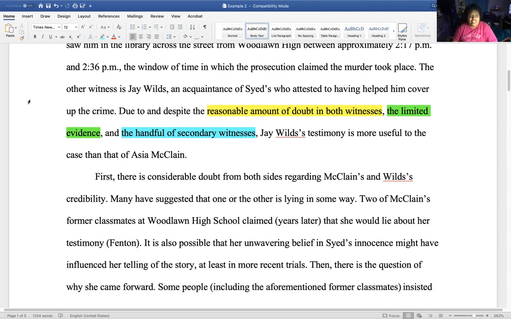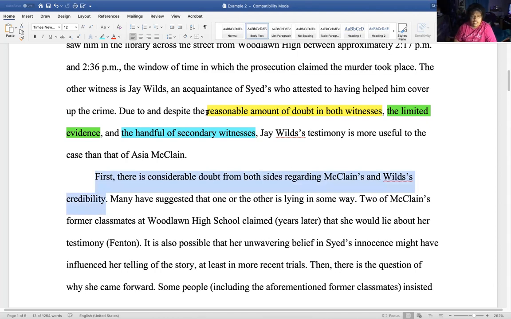So let's look at this. First, and it's the first sentence of the paragraph. The topic sentence is always the first sentence of the body paragraph, okay? So here you have, "First, there is reasonable doubt from both sides regarding McClain's and Wilds's credibility." Does this say this, but in a different way? Reasonable amount of doubt in both witnesses?